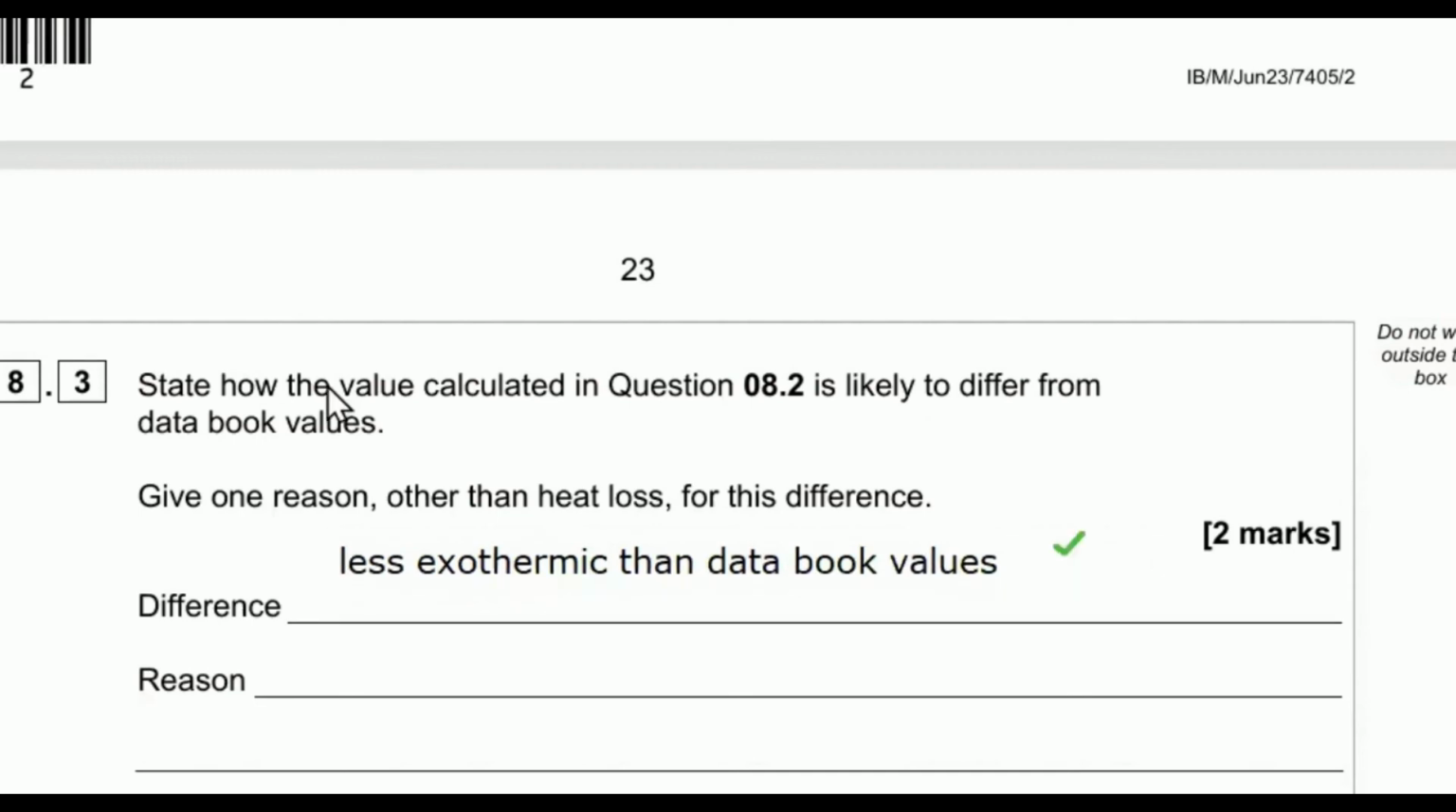But we need to give another reason why the temperature doesn't go up as much as you think. And this could be down to something called incomplete combustion. And incomplete combustion releases less energy than when you do complete combustion of a fuel. And so our answer here is incomplete combustion.